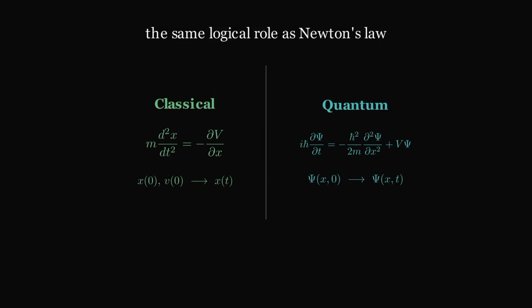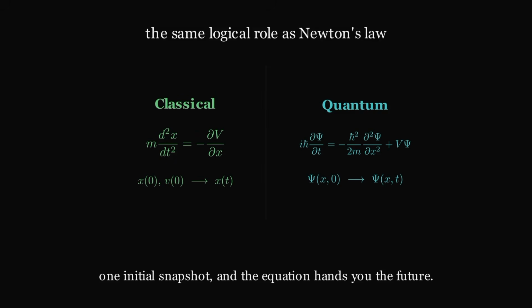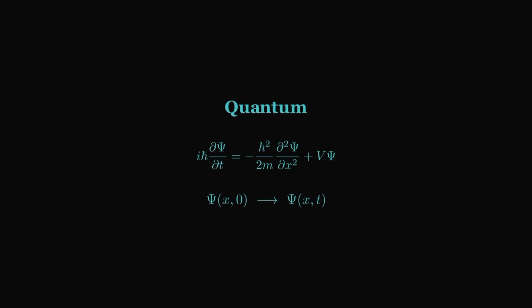Here's the payoff. The Schrödinger equation plays exactly the logical role Newton's second law played a moment ago. Give it psi of x at t equals 0, one snapshot of the wave function, and it determines psi of x comma t for every future moment. Same structure, same power, just a different unknown.